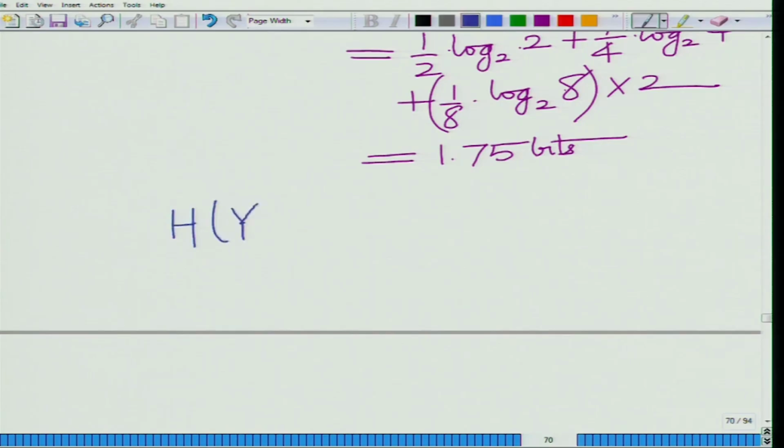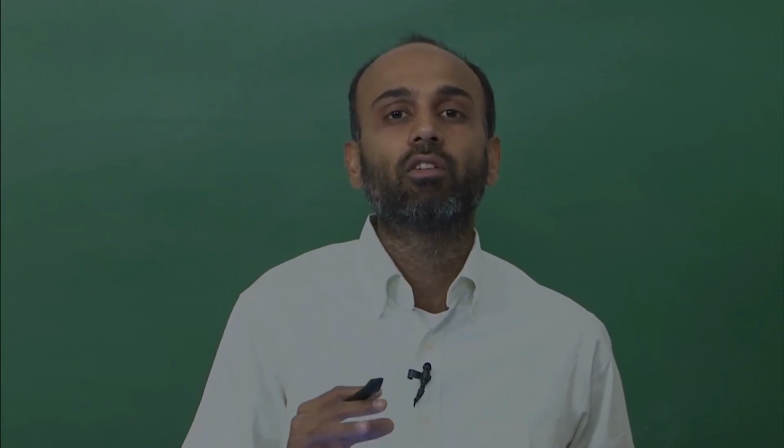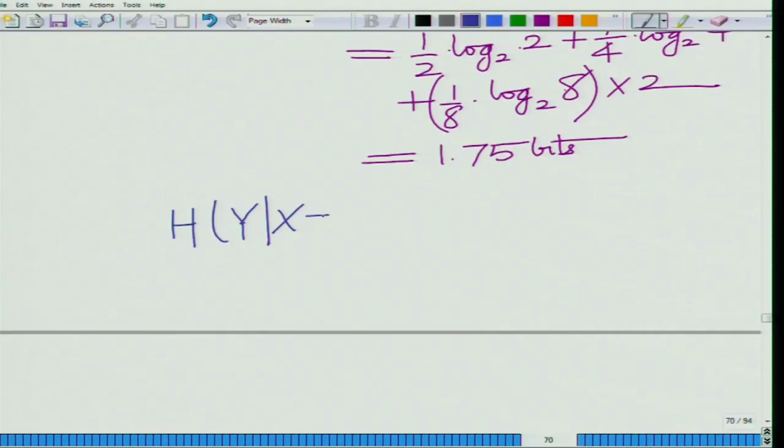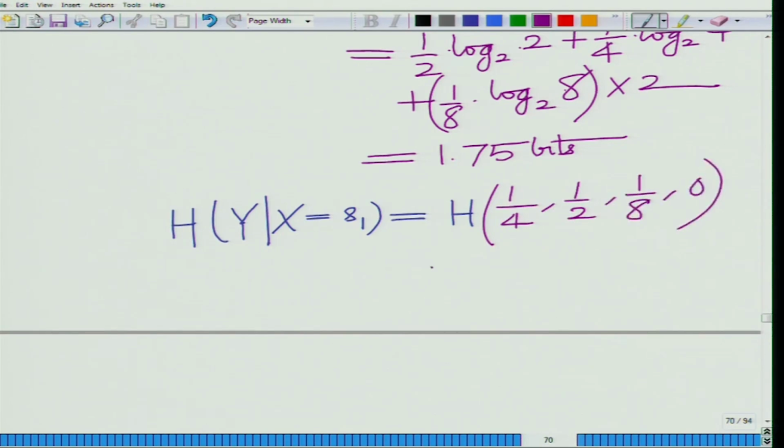So, using the conditional probabilities of the various symbols y equal to R0, R1, R2, R3 conditioned on the fact that x equal to S0, we are able to calculate the conditional entropy of y given x equal to S0. Next, the conditional entropy of y given x equal to S1. This is equal to the entropy corresponding to the probabilities 1 by 4, again the same, 1 by 4, 1 by 2, 1 by 8 comma 0, which is equal to 1.75.